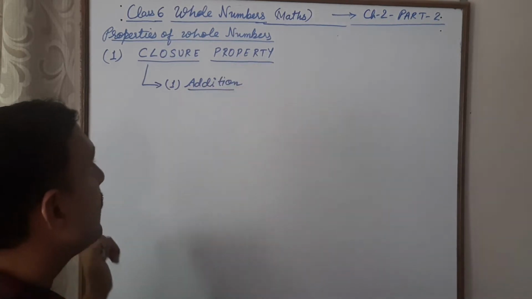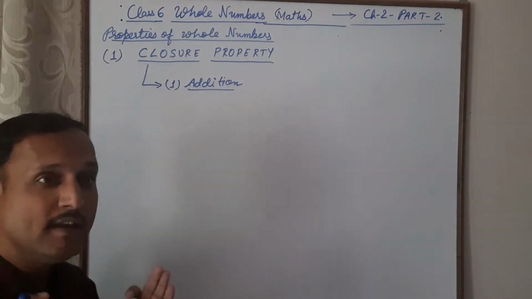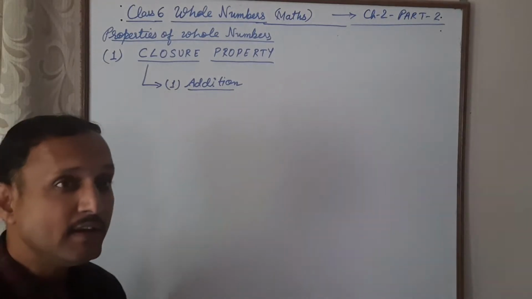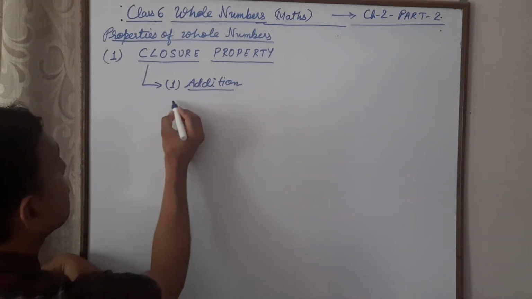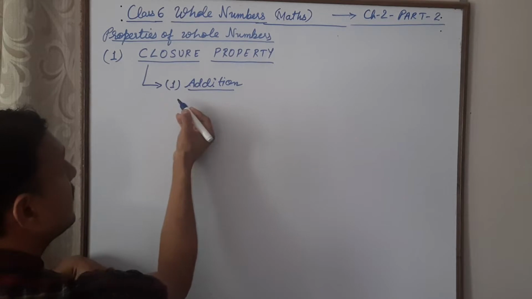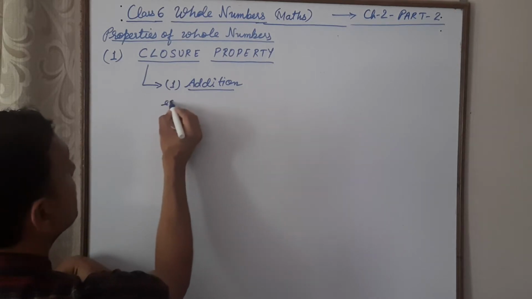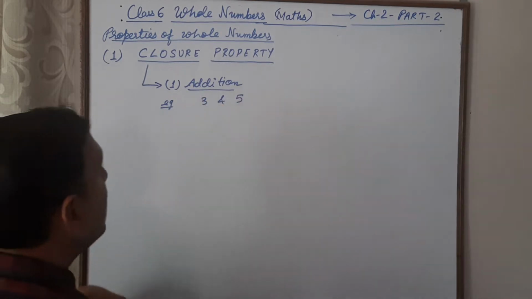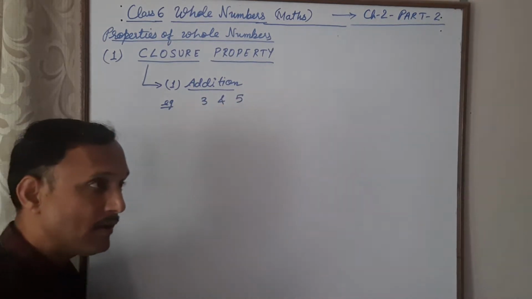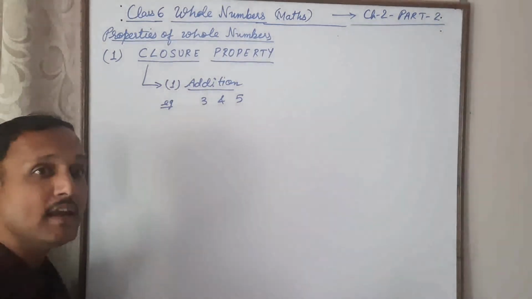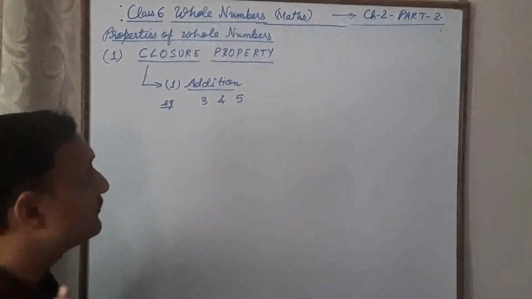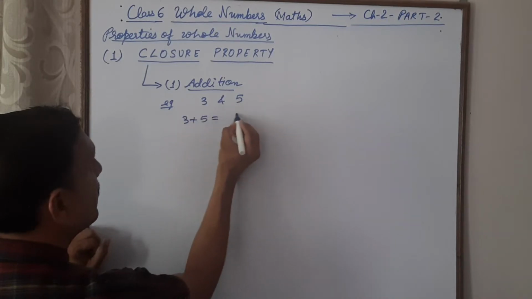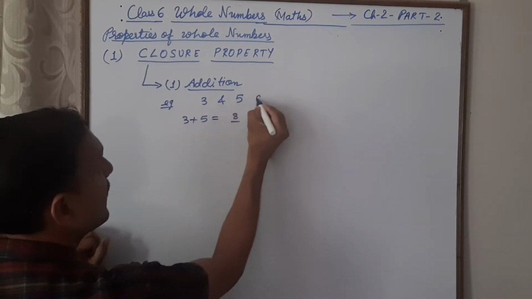So if we take any two whole numbers, let us begin with an example only. Let us take two whole numbers, 3 and 5. Now if we add these two whole numbers, whether we are getting again a whole number or not. So let's add them. 3 plus 5 equals 8. And 8, 3 and 5 are whole numbers.